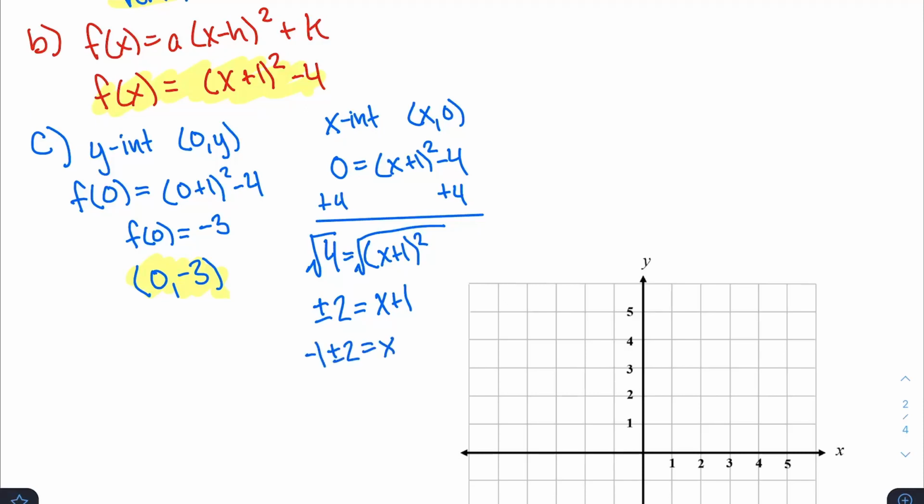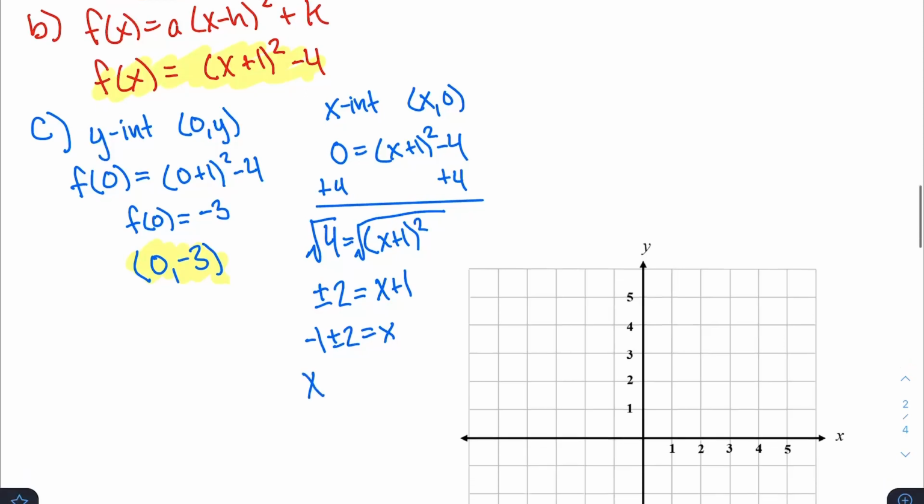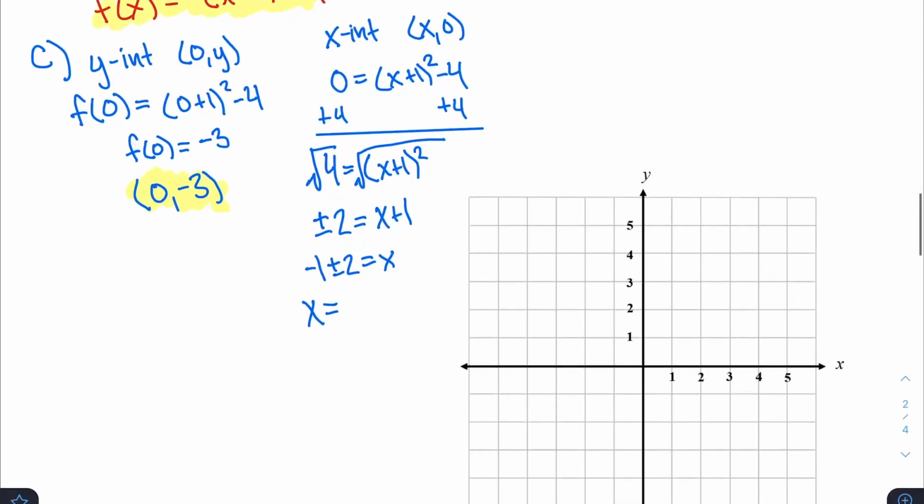But I can simplify this further. I can say x is negative 1 plus 2, I get 1. Negative 1 minus 2, I get negative 3. So I have two x-intercepts now. I have 1, comma 0, and negative 3, comma 0 for my x-intercepts. In this case, I have 2 again. So I have my x and y intercepts.